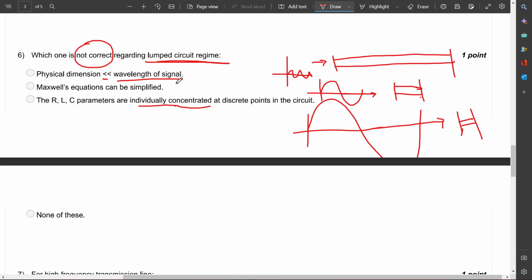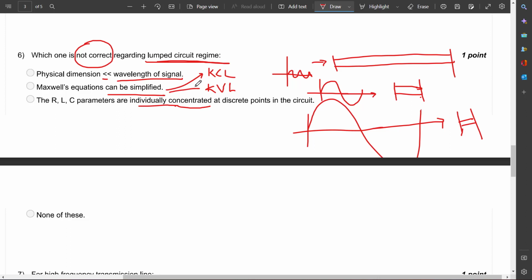Because Maxwell equation is the same for both lumped as well as for distributed elements. Yeah, but here it says that Maxwell equation can be simplified. So how can the equation be simplified? It means KCL and KVL. Right? Simplified Maxwell means KCL and KVL.